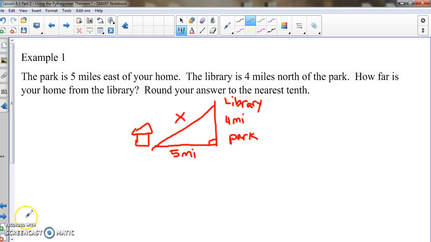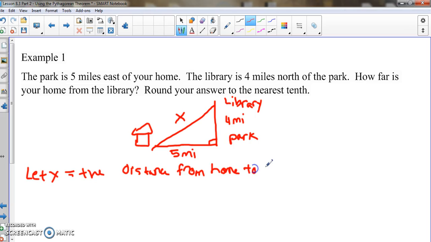and we're trying to figure out what that missing distance is. So in order for us to do that, let's write a let statement. Let x equal the distance from your home to the library.